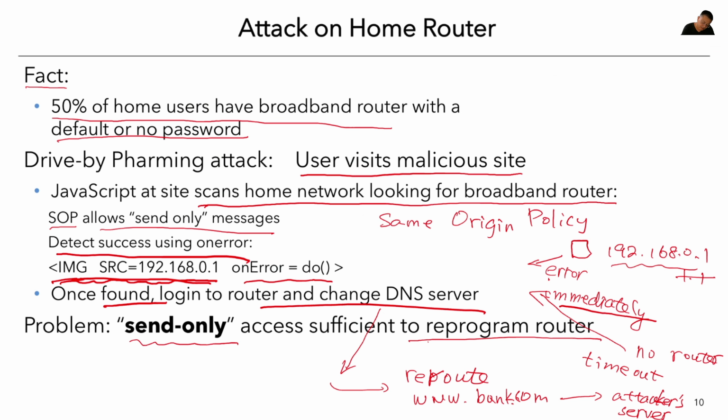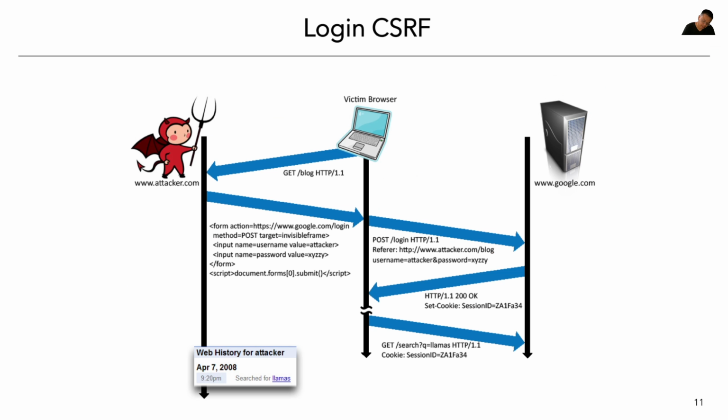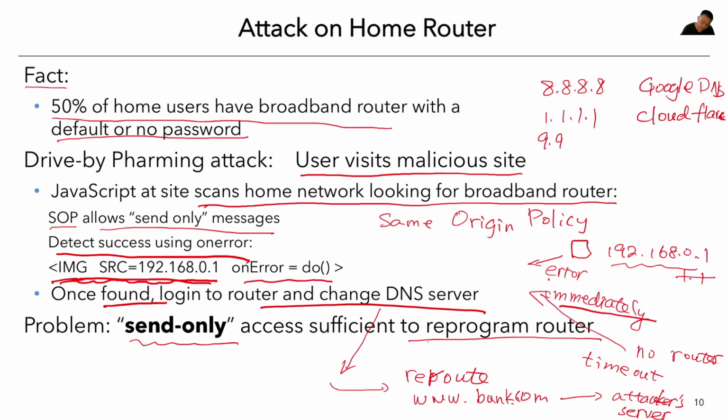So one of the popular choices will be 8.8.8.8. This is the Google DNS. Then we have 1.1.1.1. This will be the DNS server provided by Cloudflare. I think there is also 9.9.9.9. This is provided by IBM. These are the popular choices for public DNS servers.